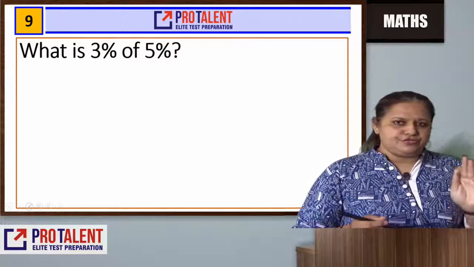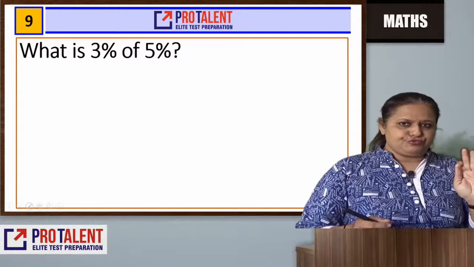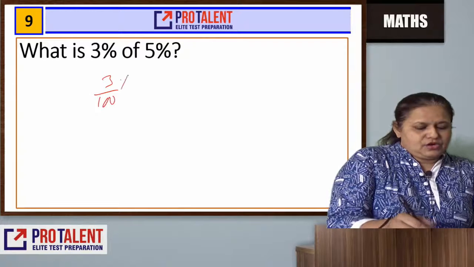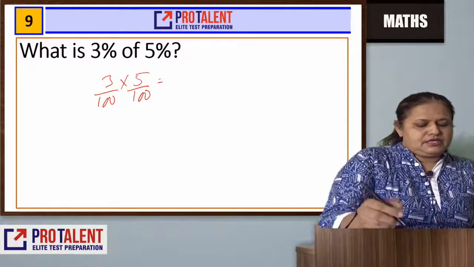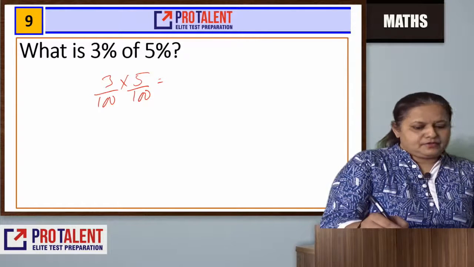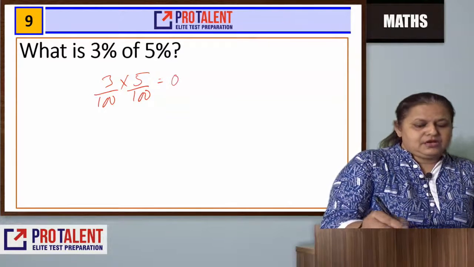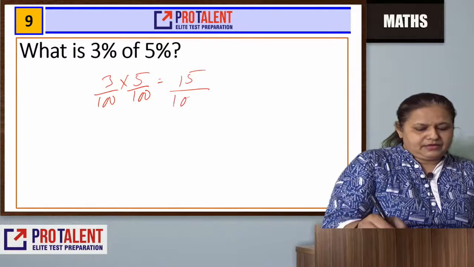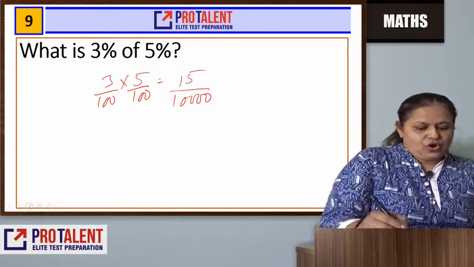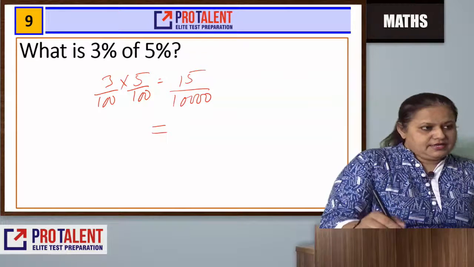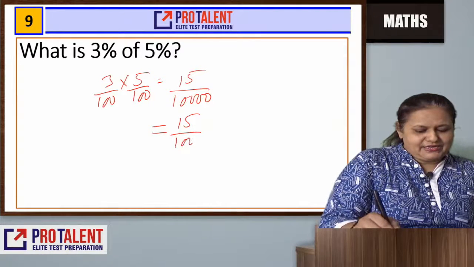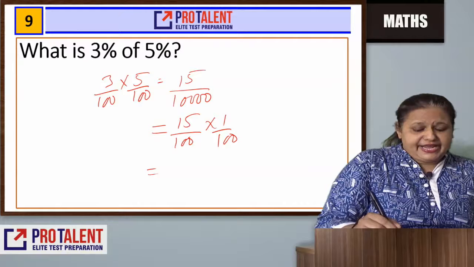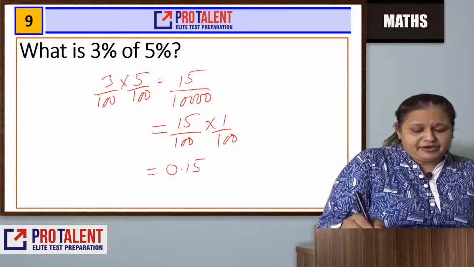What is 3% of 5%? 3% of 5%. So for us it is what? 3% of 5% is going to be, very good, 15 by 100 into 1 by 100. Friends, I am writing all these things to make you comfortable, and hence my answer is going to be 0.15%.